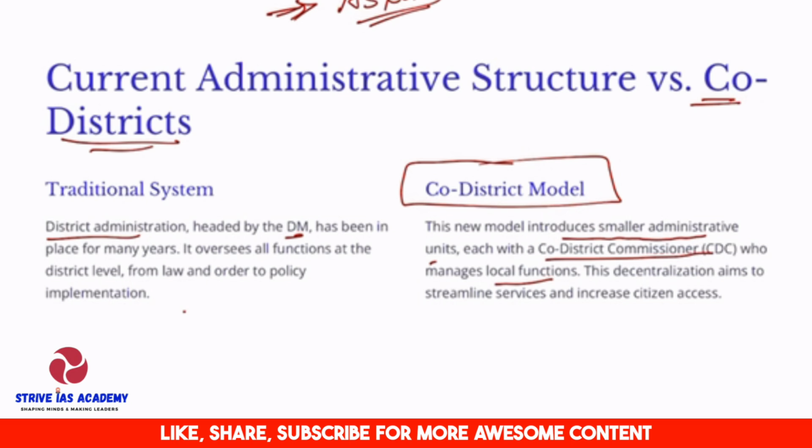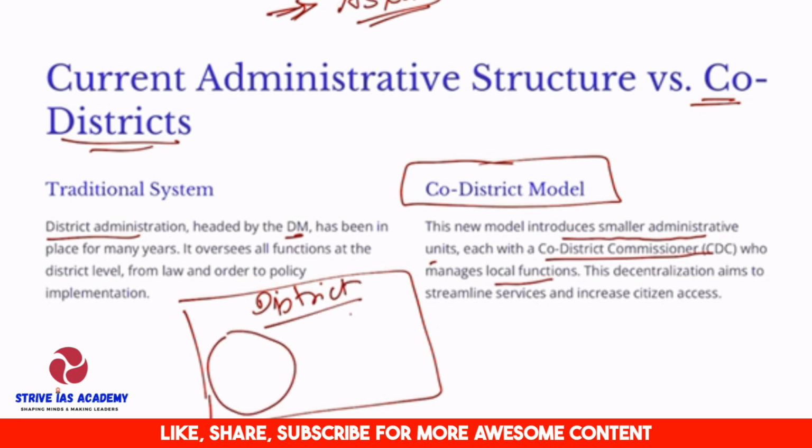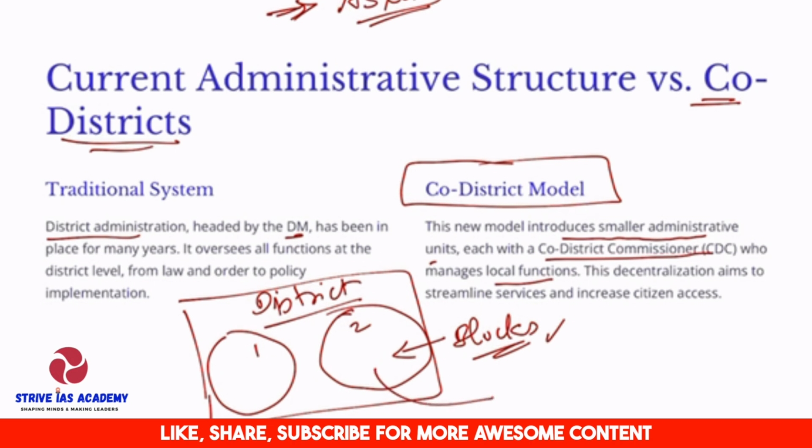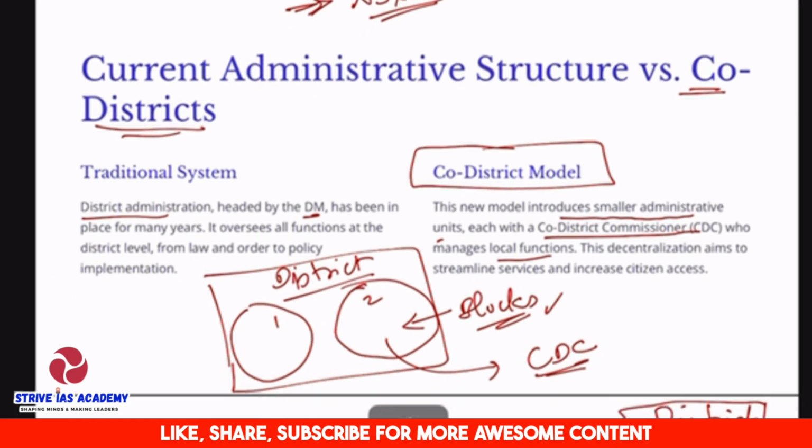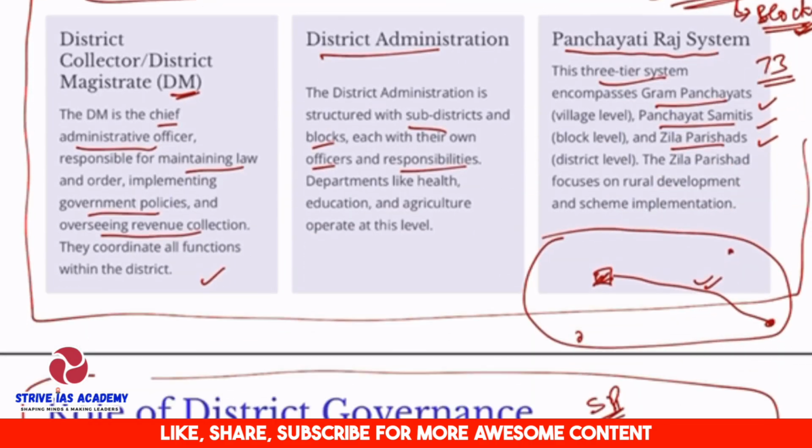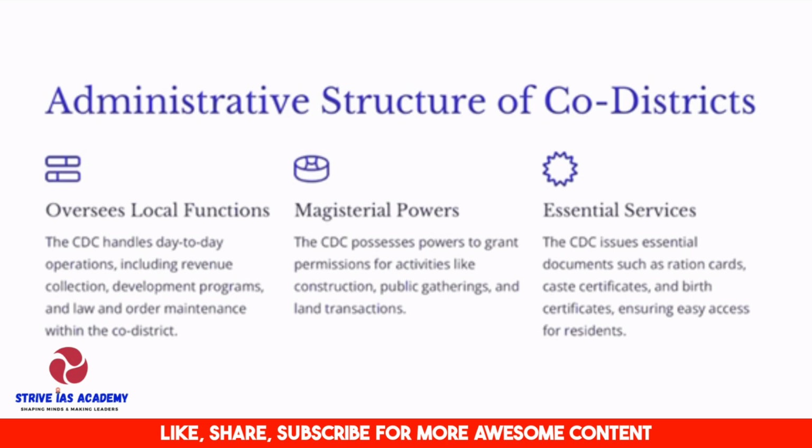Suppose this is a district, the whole district. There will be many co-districts formed within a district, like co-district 1 and 2. These co-districts will have multiple blocks in them, but these administrative units will be called co-districts, and each will be headed by a co-district commissioner, the CDC. This is the new system proposed by the Assam government, and it has been implemented in some areas in Assam.